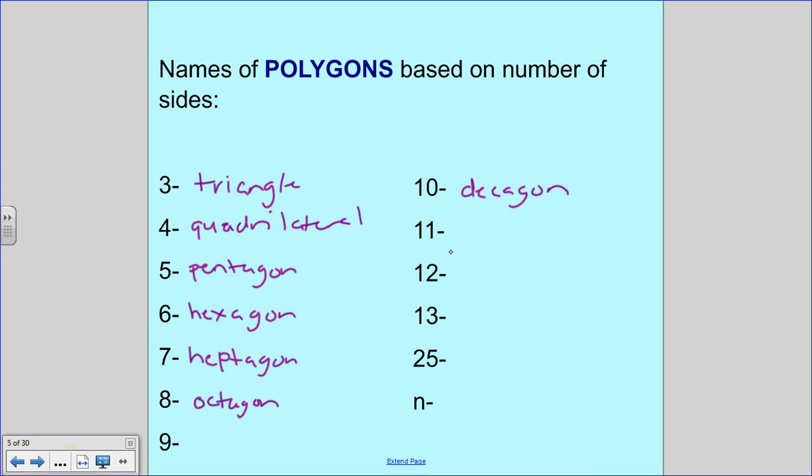And a lot of these higher numbers have some fancy names for them, some of them. I know 13, we just start saying 13-gon. 25 would be a 25-gon. And for any number of sides, we can just say an n-gon. But again, definitely the first 1, 2, 3, 4, 5, 6 you should know by name, as well as number 10 you should know by name. Again, I'll come back to the 9-sided figure. I can't recall it right now.